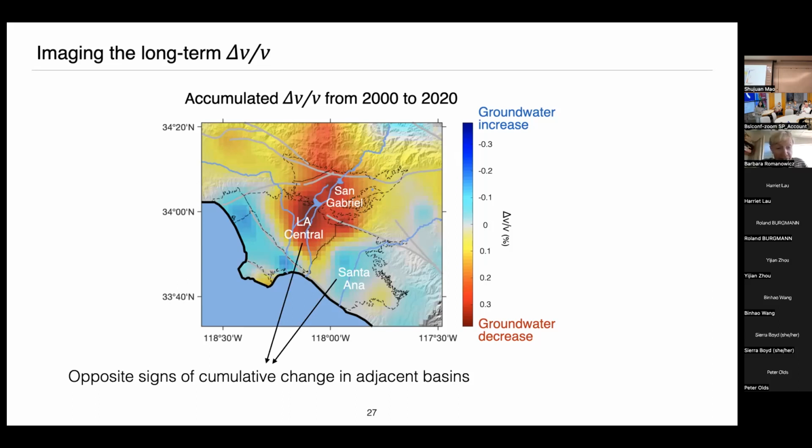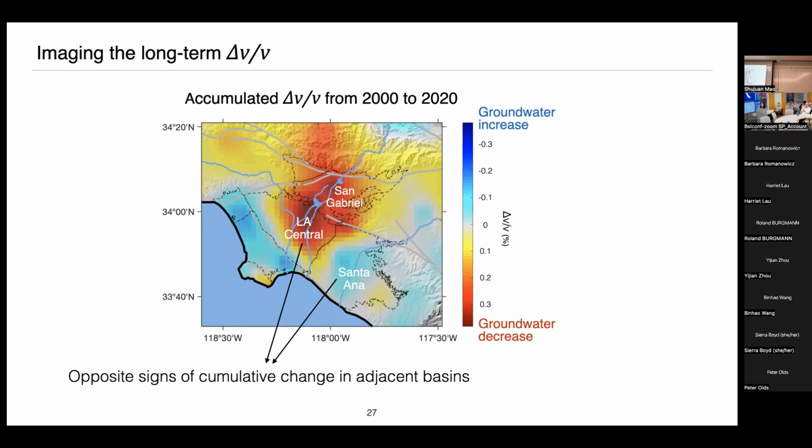Excuse me, is this at a given frequency? Yeah, are you asking, is it measured with a certain frequency? Well, you showed that the maps look different at different frequencies, so I'm wondering whether this is at a specific frequency. Yes, exactly. In the supplementary material of our paper, we showed the images at different frequencies. The signs are pretty similar for these two basins. It's just that at shallower depths, the groundwater decrease in San Gabriel Basin is less.